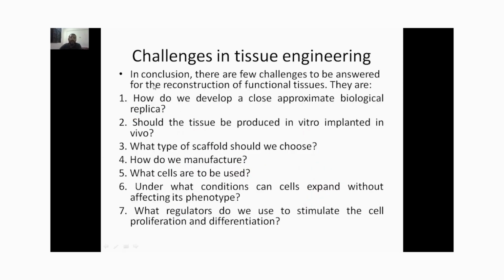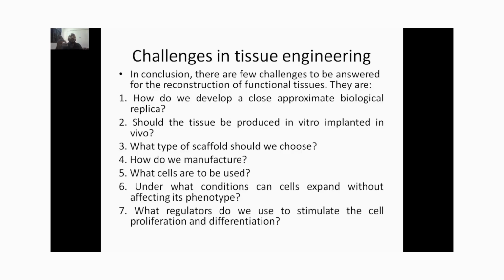So what are the challenges? In conclusion, there are a few challenges to be answered for the reconstruction of functional tissues. There are 7 challenges being listed out. The first challenge is, how do we develop a close approximate biological replica? That means if this is a particular organ, I need to have an organ exactly like this. So that is still a challenging task.